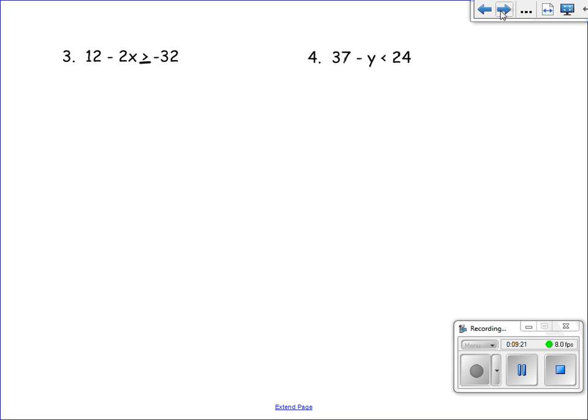So let's bust through these together. Number 3 is 12 minus 2x is greater than or equal to negative 32. All right, so what's the first thing that you would do to solve this one? First thing, Luke? Choose the subtraction and division. Okay, lots of kids like to do that so they don't mess up their sign, and that is perfectly fine.